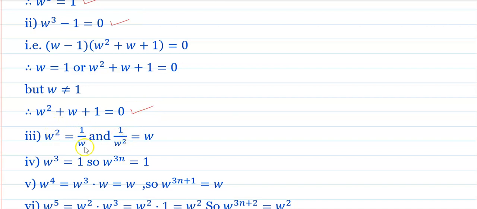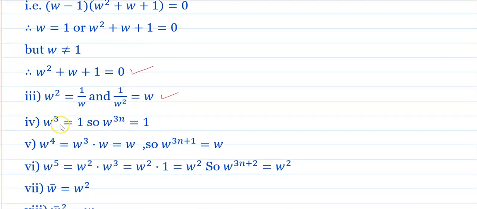Next, omega square is equal to 1 upon omega, and 1 upon omega square is equal to omega. Omega cube is 1, and hence omega raised to 3n is equal to 1. Omega raised to 3n can be written as omega cube, bracket raised to n. But omega cube is 1, so 1 raised to n is 1. Omega raised to 4 can be written as omega cube into omega. Omega cube is 1, so 1 into omega gives omega. Omega raised to 3n plus 1 is again omega raised to 3n, which is 1, into omega, so we get omega.